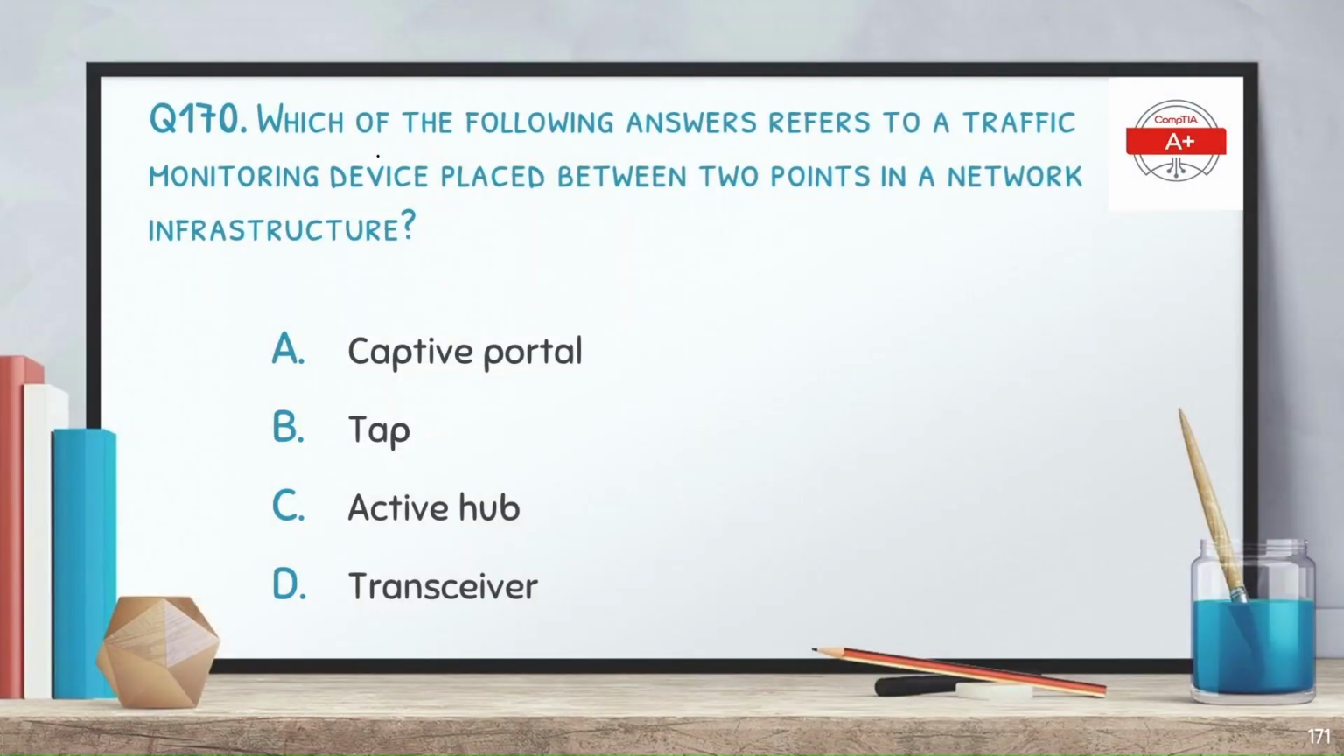Question number 170 is that which of the following answers refers to a traffic monitoring device placed between 2 points in a network infrastructure? And the options are A, captive portal, B, tap, C, active hub, and D, transceiver. And the correct option is the tap.